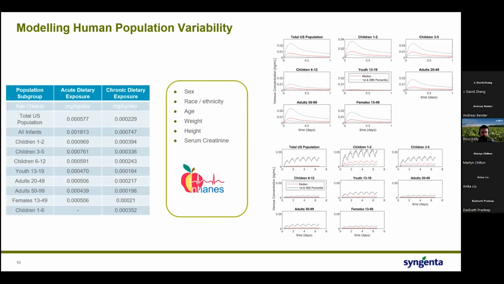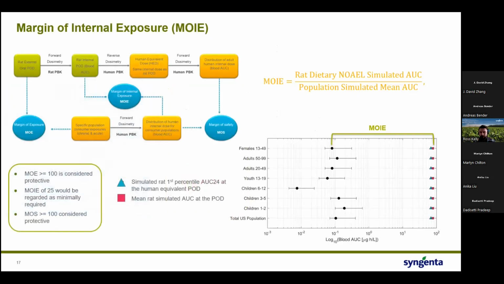So this is for chronic and acute. And we can take these forward and bring this back to our schematic of internal exposure and use this information to do some analysis. So we're interested in the margin of internal exposure first and foremost, which is a metric that is simulated by the rat dietary no adverse effect level AUC divided by the population simulated mean AUC for each group.